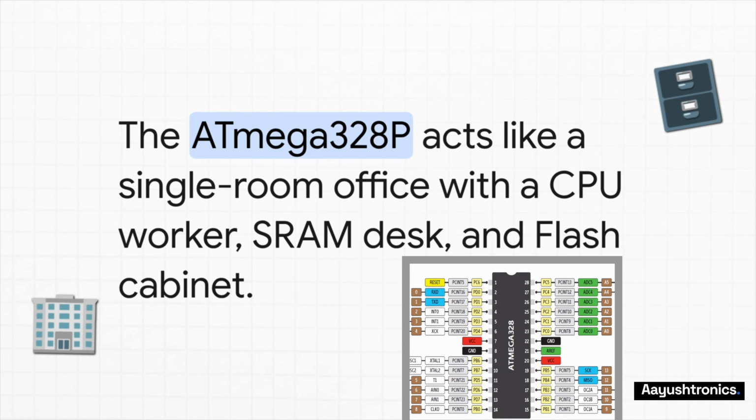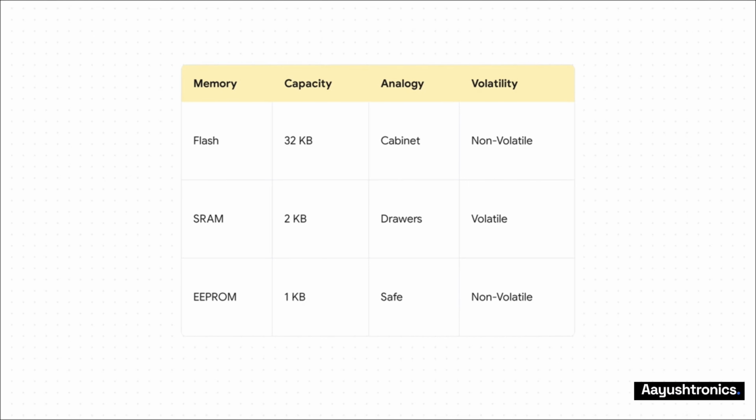And because it's a Harvard architecture, our CPU worker can grab instructions from one place and write data to another at the exact same time. This optimizes throughput without creating any annoying bottlenecks. So, the really crucial point here is understanding the 3 distinct memory storage areas in this tiny office.